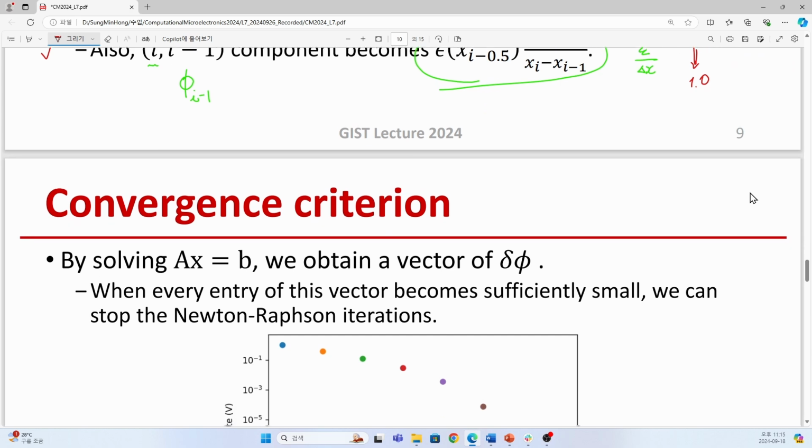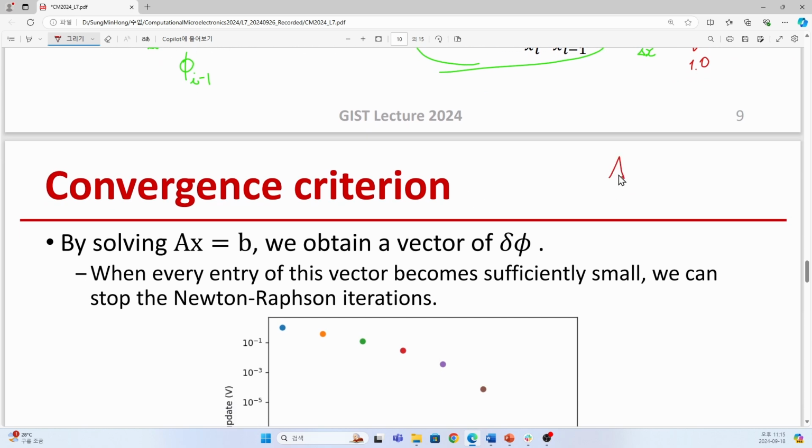Okay, so now I assume that you can build the Ax equal to b system using function values and partial derivatives, and by using a certain mathematical library, you can calculate this x, the solution corresponding to the update of your electrostatic potential. When you obtain this x, this is nothing but a collection of delta phi values at different positions, x0, x1, and so on, up to xn minus 1.